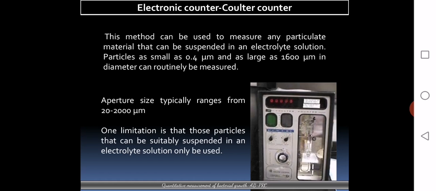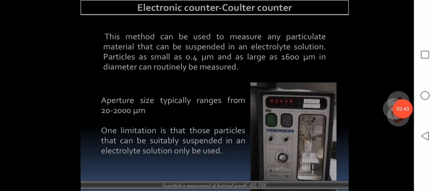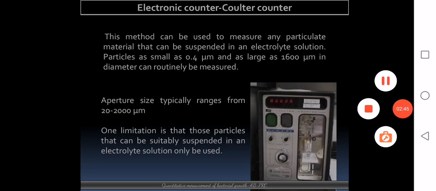the total count. It never differentiates dead cells and living cells. And another limitation is that sometimes a non-cell particle also will be counted, because if a non-cell particle, which is a non-conductor of electricity, passes through the orifice, that also may be counted as a cell. So that will give you a false count.